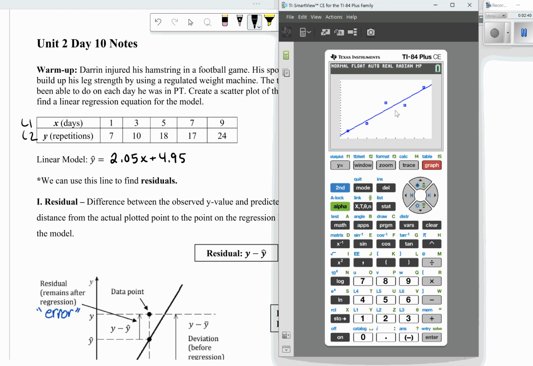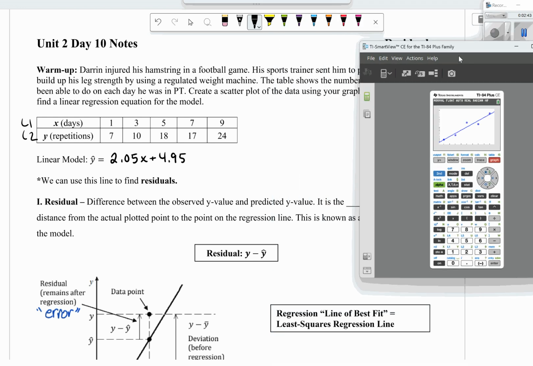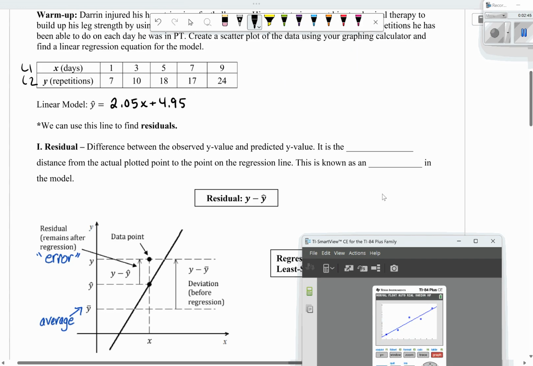So we can use this line to find what's called a residual. A residual is the difference between the observed y value and the predicted y value. It is the vertical distance from the actual plotted point to the point on the regression line. This is known as an error in the model. So right here, this is called y hat. That just stands for our regression model. And to find the residual, we're going to do y minus y hat.